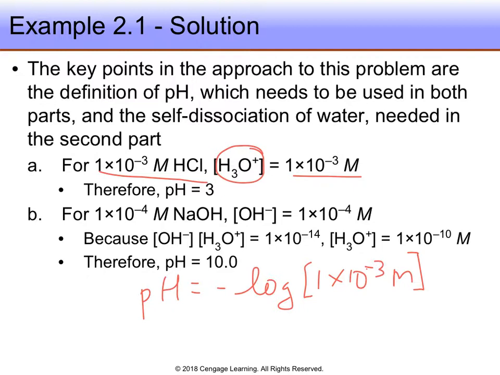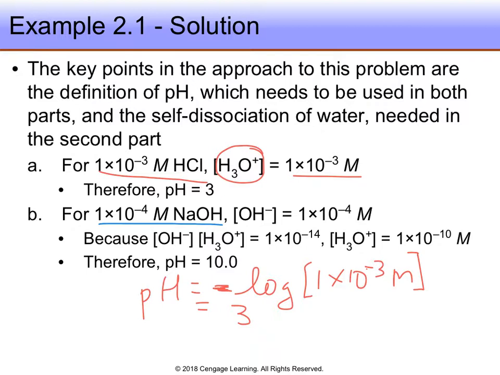And then always remember, right, there is this negative sign at the front. So you'd get some value that is the log of 10 to the minus 3, equal to minus 3, but because there is a negative sign in front of the equation, you'd get a value of 3. All right. And then the second question was related to what is the pH of 1 times 10 to the minus 4 molar sodium hydroxide.